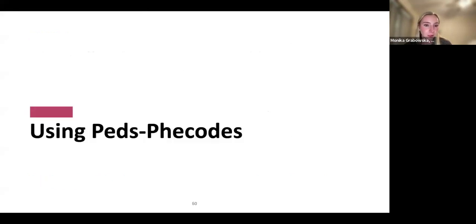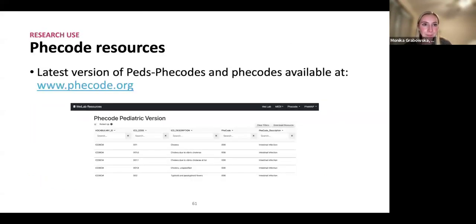And finally, I'll talk about using the pediatric Phecodes. As I mentioned, we really are trying to make these available for wide research use. And so you can download and browse the latest version of both the pediatric Phecodes and the Phecodes at www.phecode.org. So here you can see a screenshot of what these pediatric Phecodes look like, and you can download and just see what ICD codes and Phecodes are represented.